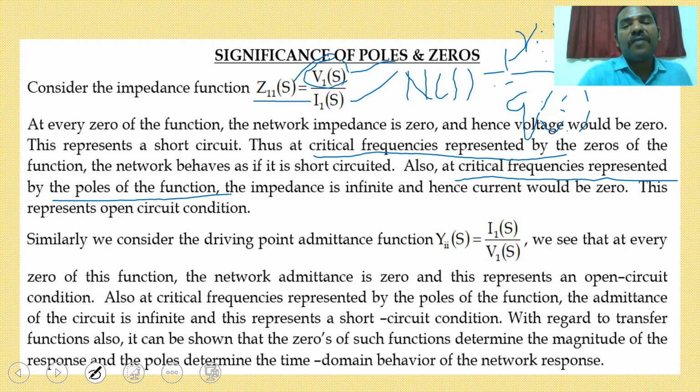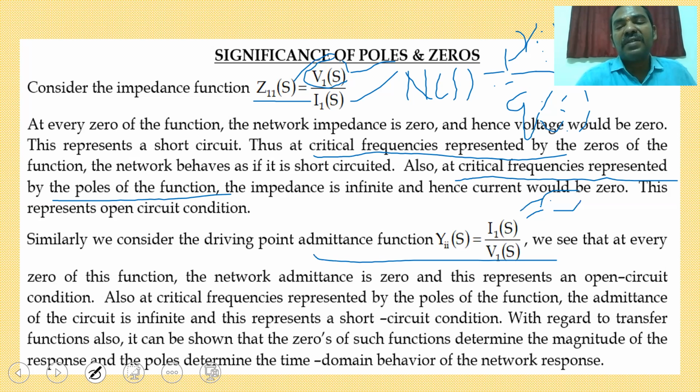Vice versa for the admittance function also. So what is the admittance function? Y11 of s is equal to I1 of s by V1 of s. If you substitute the numerator equal to 0, the current is 0, so you are open circuiting and calculating the zeros of the frequencies, and you are taking Y of s as infinity.